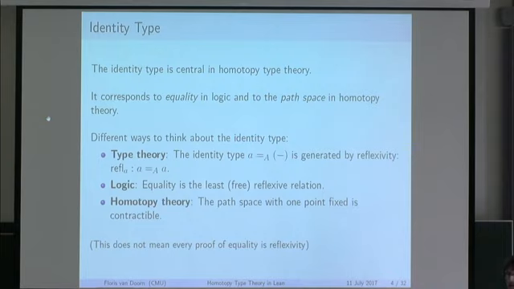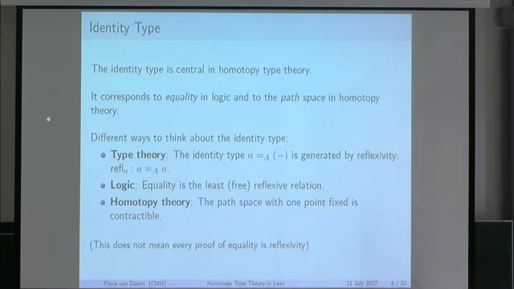And so this gives three different ways to think about the identity type. So you can think, say, like the identity type is this family of types, which is generated by a reflexivity term. Logically, it's the least reflexive relation, or maybe a bit more precisely, the free reflexive relation. And in homotopy theory, this corresponds to the fact that if you take a path space where you keep one point fixed, then that space is contractible, because if you have any path with one point fixed, you can sort of contract the other point in the path down to that single point. So that's a contractible space.